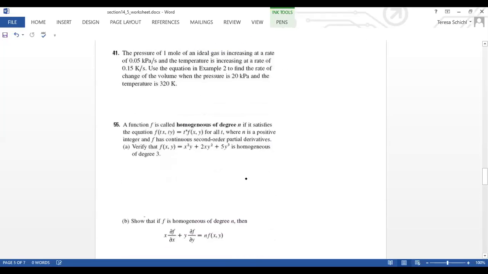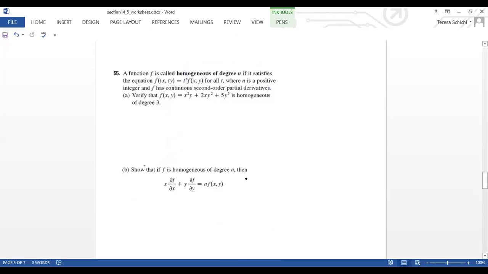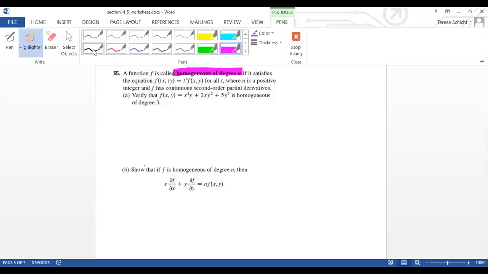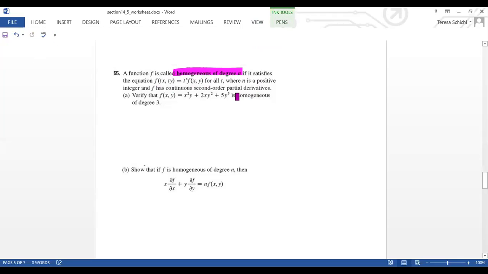This one is an interesting proof problem. We say a function is homogeneous of degree n if it satisfies these equations for t, where n is a positive integer. The first one says to verify that this function is homogeneous of degree 3. This doesn't really have anything to do with the derivative. It just says I have f of tx and ty.